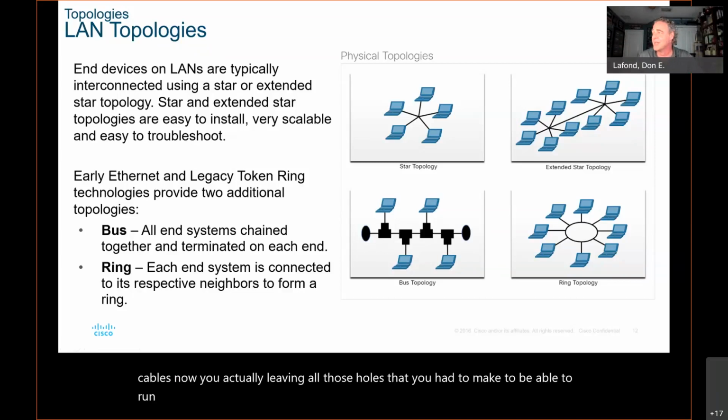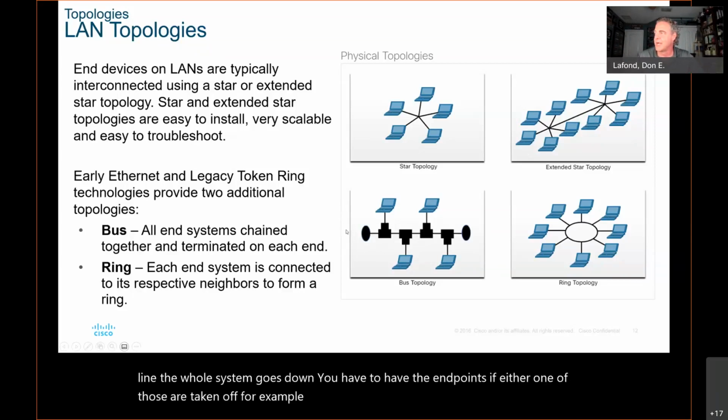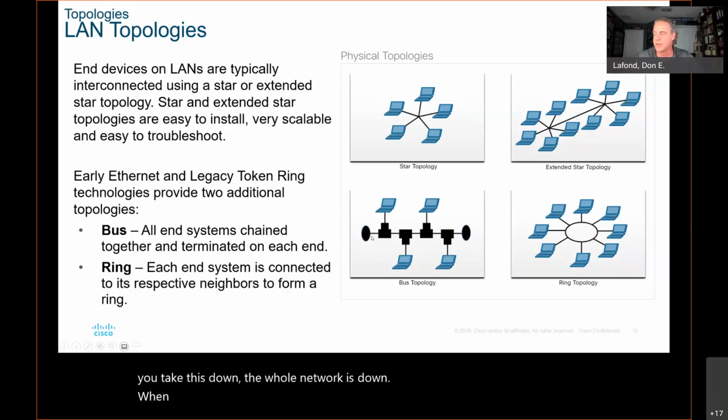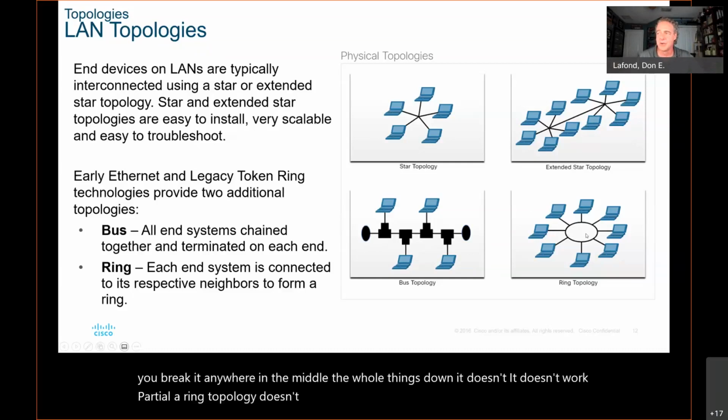The problem with a bus topology is if there's a break in a line, the whole system goes down. You have to have the endpoints. If either one of those are taken off, for example, if you're adding another node on the system, when you take this down, the whole network is down. When you take off an endpoint to add another node, the whole thing's down. Or if you break it anywhere in the middle, the whole thing's down. It doesn't work partial.